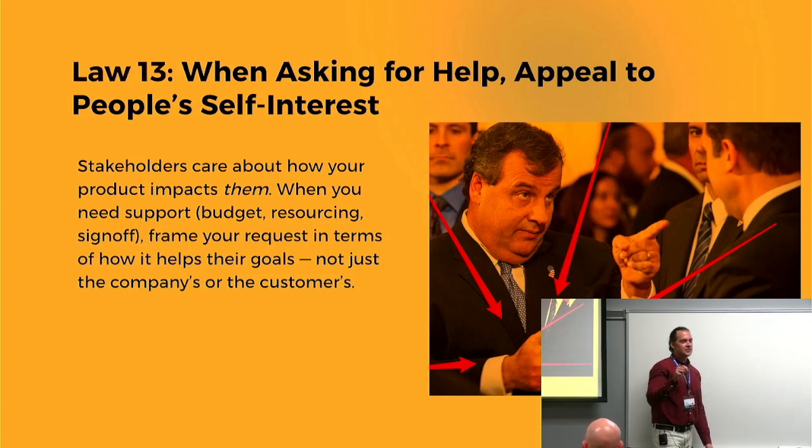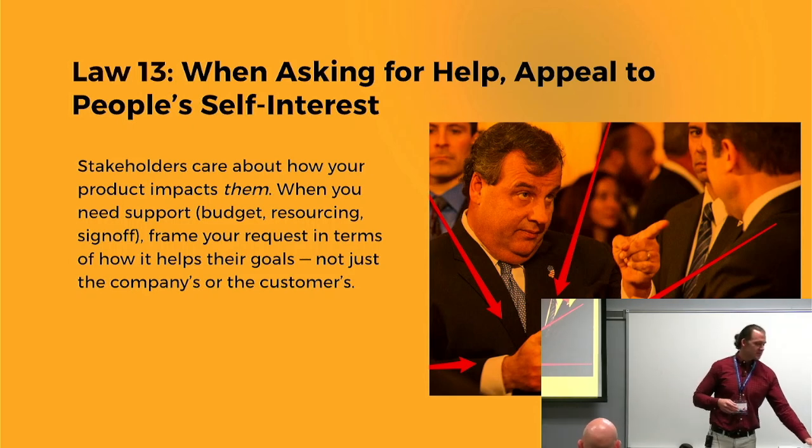Law 13, when asking for help, appeal to people's self-interest. What does this mean, right? Stakeholders rarely care about you. Actually, people rarely care about you, but they care about how it impacts them. So let's give an example. I know I want to launch in Europe, and I know my stakeholder is really worried about adoption in, let's say, office supplies. What am I going to do? Well, I'm not going to build products for a different category. I'm going to focus on office supplies, and I'm going to say, hey, I'm going to help you achieve your goal by building this feature. Let's work together, right? Let's focus on mutual interest and help each other out.